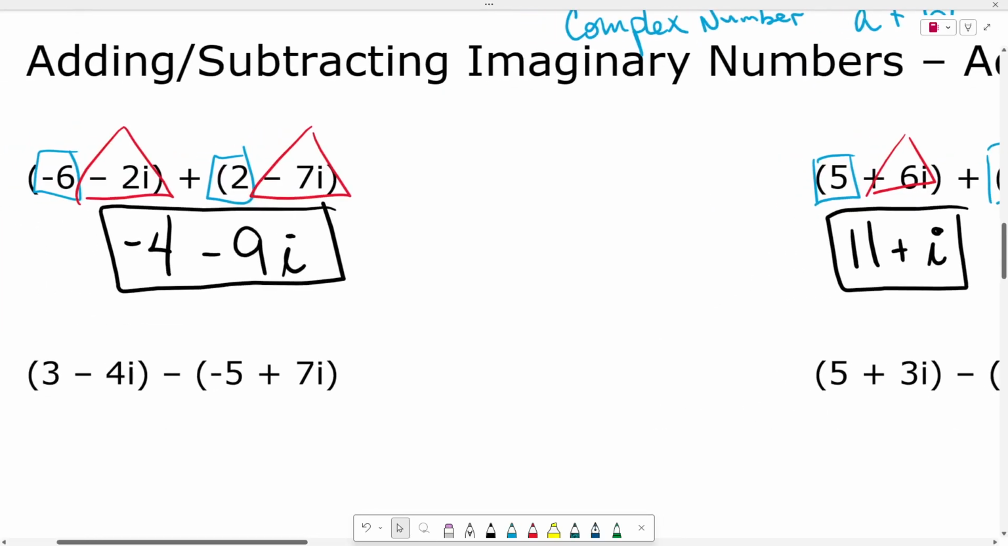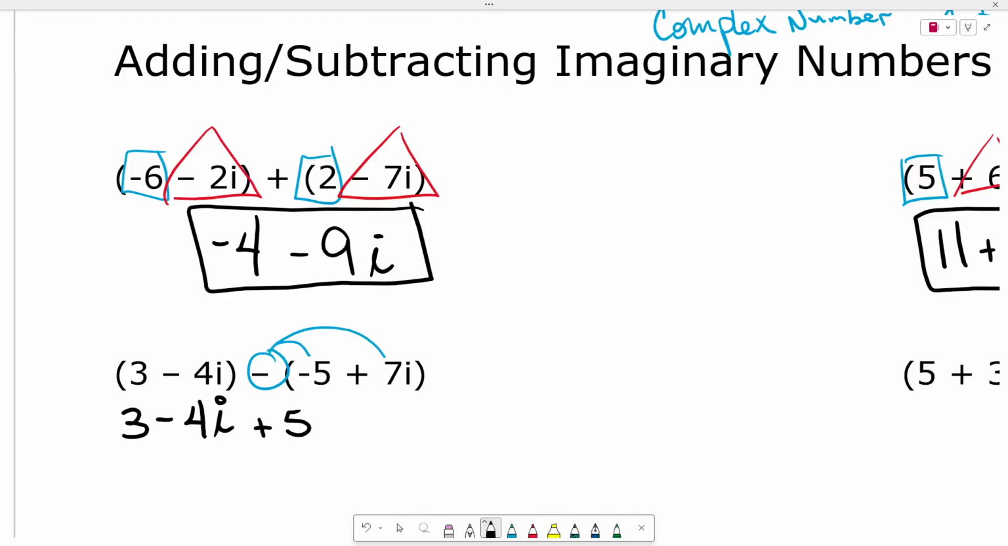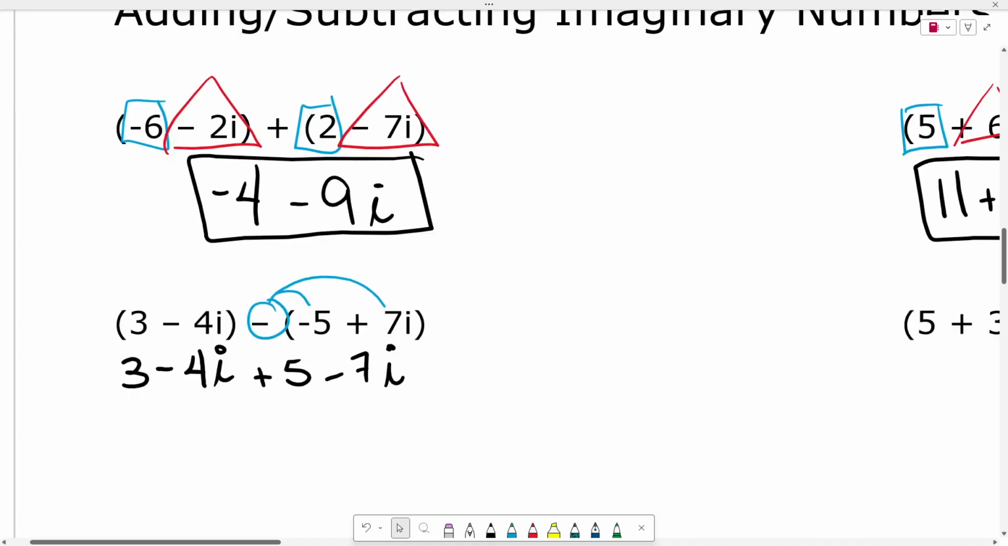Now when we go through and do subtraction, we have to remember, I have to distribute this minus sign into everything behind it. So I'm going to rewrite the problem. I have 3 minus 4i to start with. A negative and a negative makes this a plus 5. A negative and a positive makes that a minus 7i. And at this point, I can go and collect my like terms.